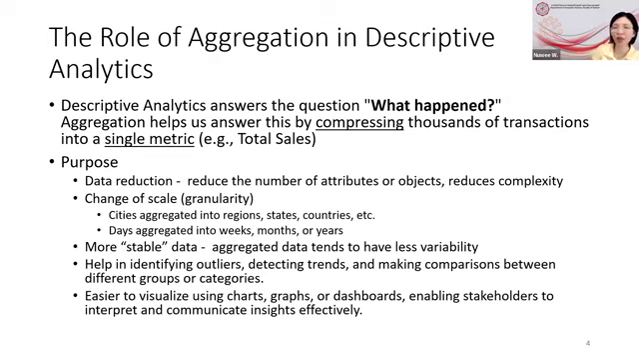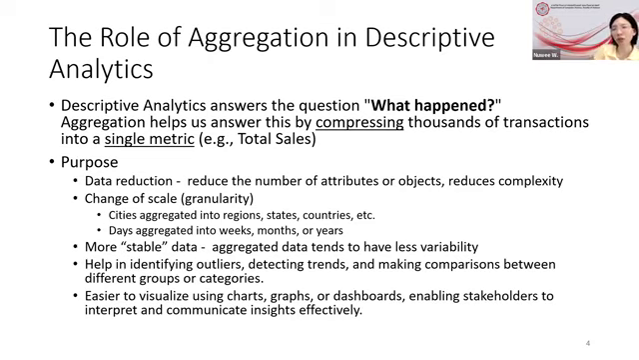The purpose of doing aggregation could be that we want to reduce the data, because if we have a lot of attributes, a lot of objects, a lot of rows, right? If we transform that using the aggregate function into just one or two numbers, it means we reduce the data, we reduce the complexity in the data.